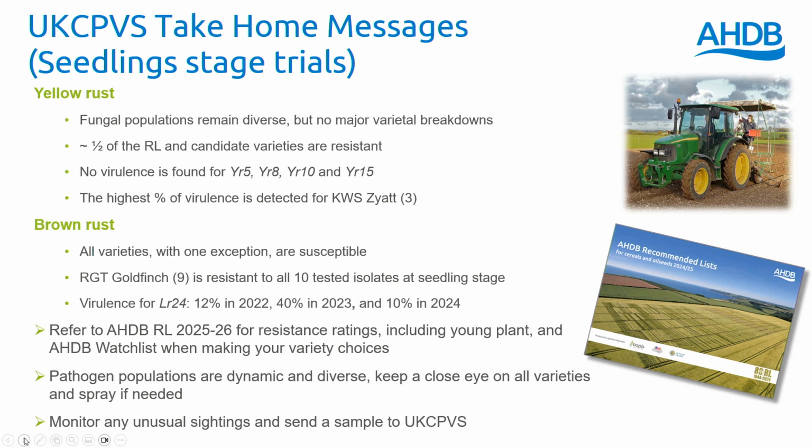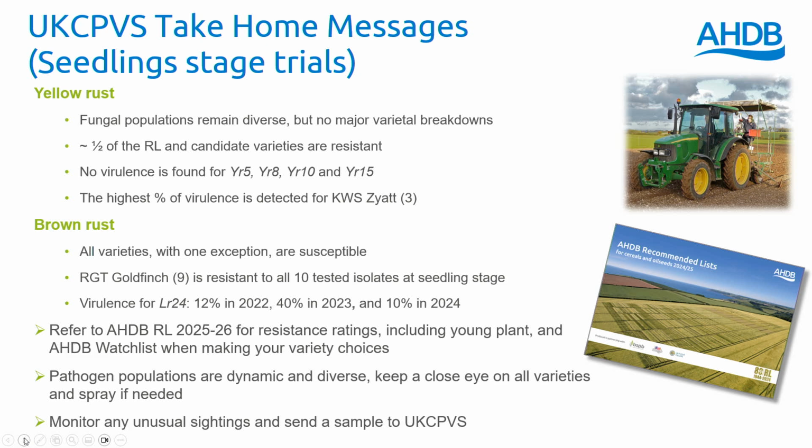For brown rust, unfortunately, all varieties, with one exception, were found to be susceptible at the seedling stage. And I think this is important because if we have many wheat cultivars infected at the young seedling stage, this will create a problem for future epidemics. And this is what happened last year when the year was particularly good, let's say, for brown rust. We've seen massive epidemics later on in the season because there was plenty of rust available around.